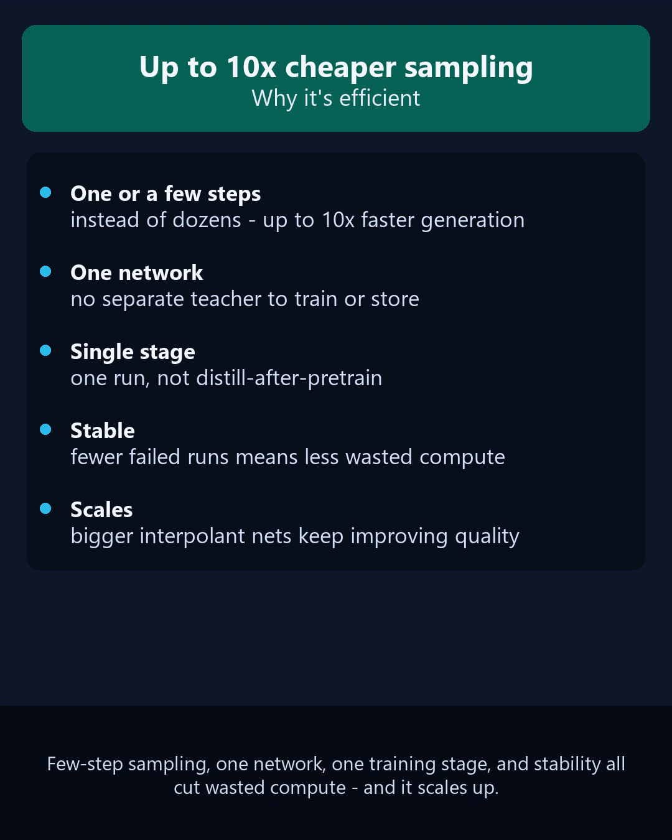Where does the efficiency come from? Sampling in 1 or a few steps instead of dozens is up to 10 times faster at generation. Training uses a single network and a single stage, so there is no separate teacher to pre-train and store, and no fragile distillation phase. Stable training also means fewer failed runs and less wasted compute. And the approach scales. Bigger interpolant networks keep pushing quality higher, so it improves with more data and compute.